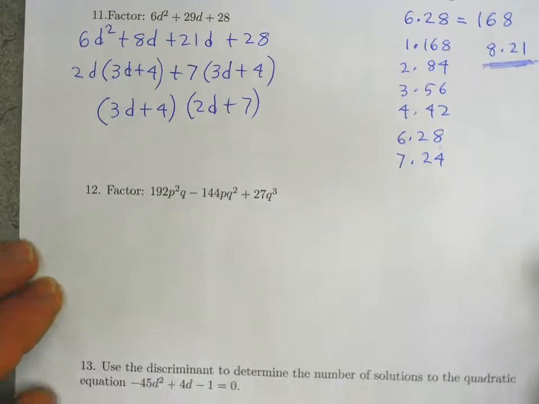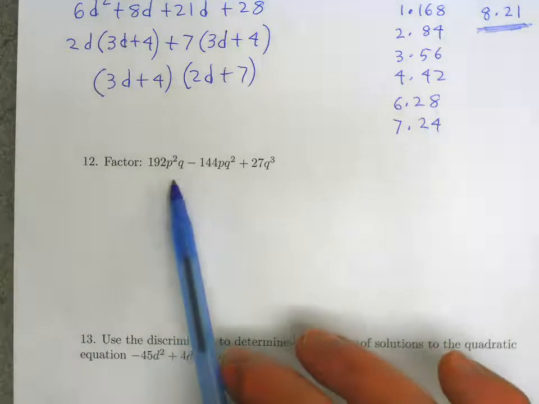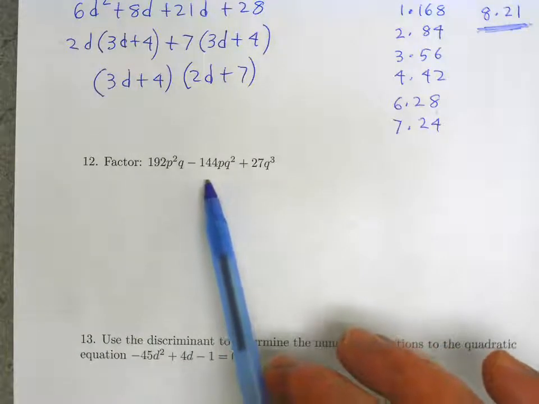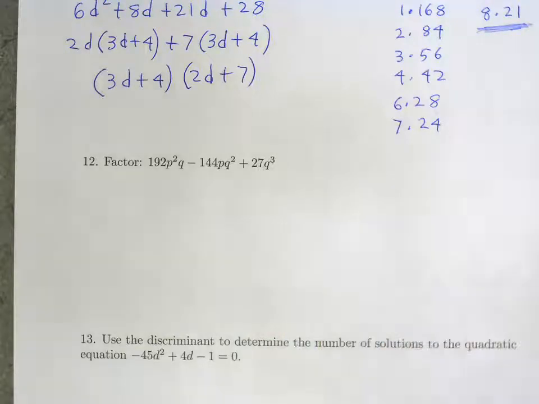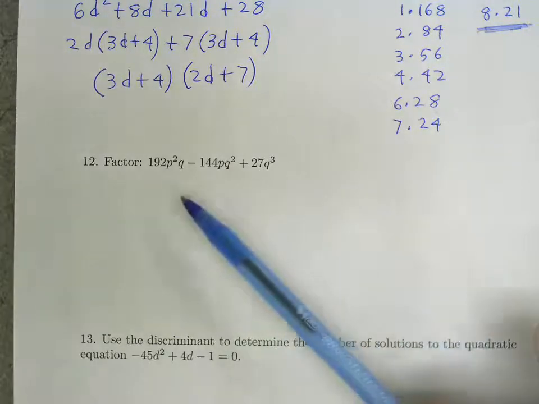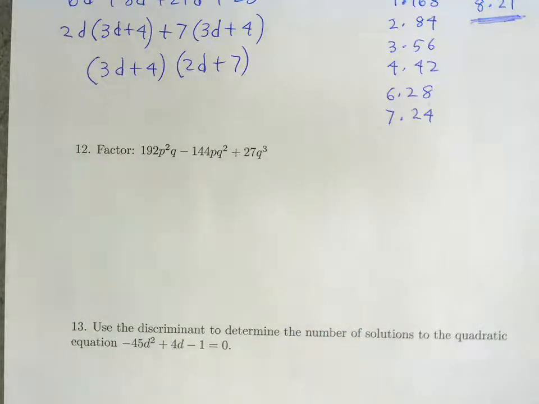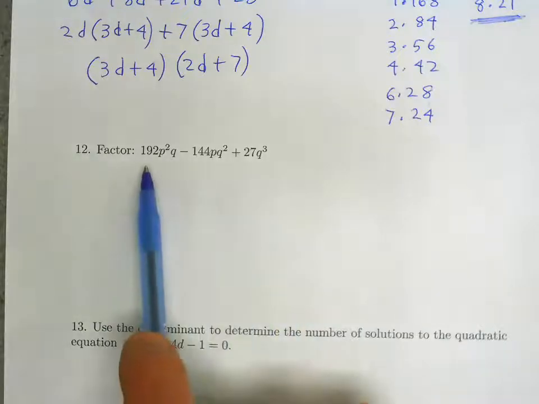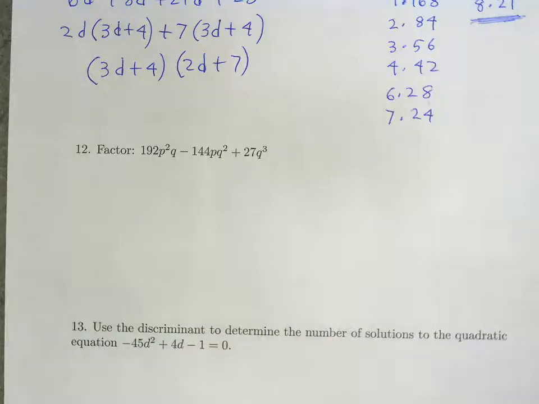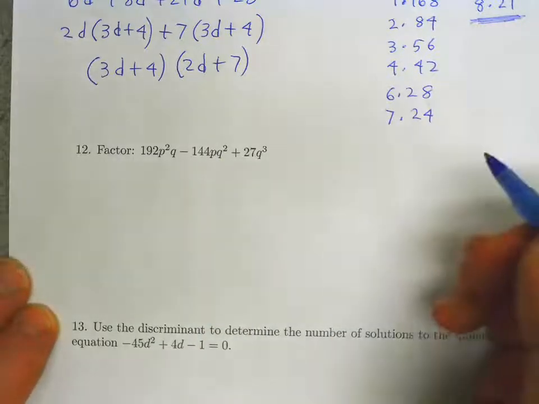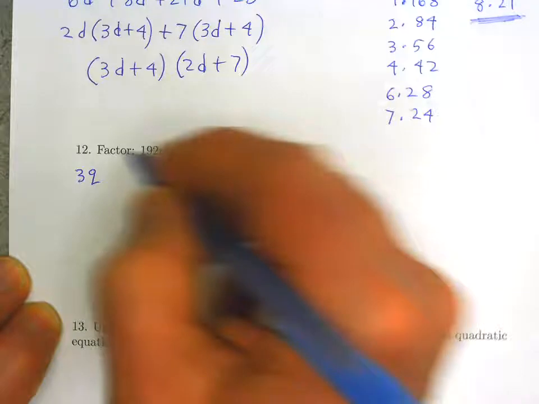Okay, the next one, factor 192 p squared q minus 144 p q squared plus 27 q cubed. Each of the three terms has at least one factor of q, and each of the numerical coefficients is divisible by 3. So we can factor 3 times q out of every term.